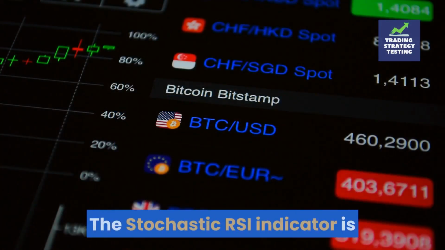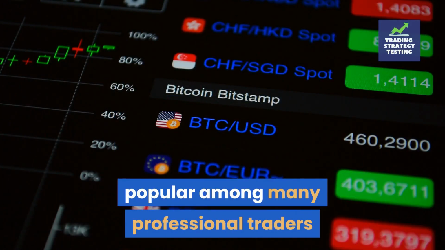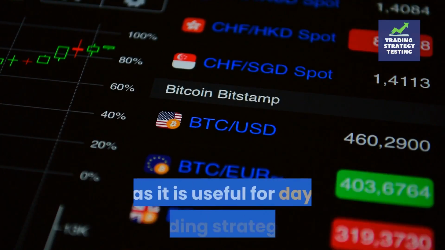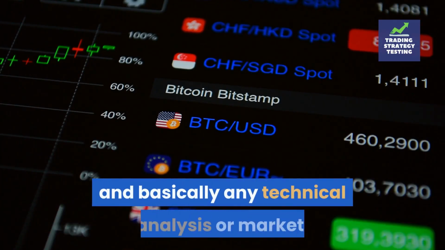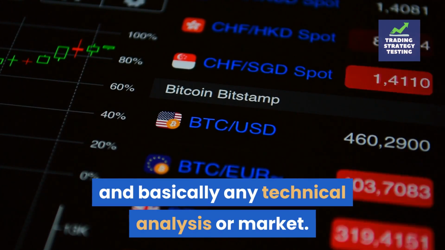The Stochastic RSI indicator is popular among many professional traders as it is useful for day trading strategies and could be used in Forex, stocks and basically any technical analysis or market.